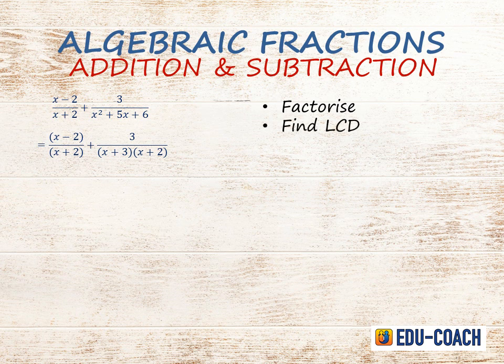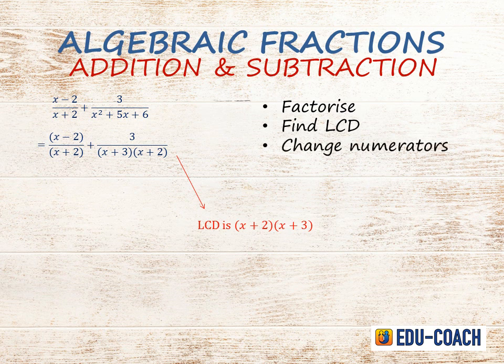Our next step is to find the lowest common denominator. In our first term, we have x plus 2. Our second term, we have x plus 3 times x plus 2. What do we notice? X plus 2 is common to both, so we write it once, and what is left is x plus 3. So our common denominator is x plus 2 times x plus 3.